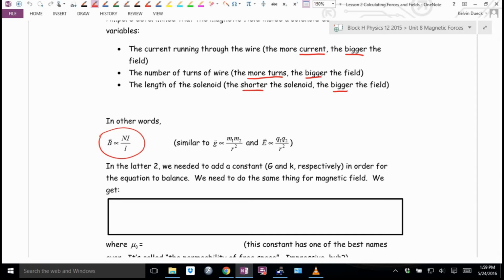an answer in Teslas. To get an answer in Teslas, we need to have a constant in front. The same way for gravity, we knew that gravity depended on big M, little m, and r squared. We'd put a big G in front to get an answer. Or for electrostatics, we knew that it depended on Q1, Q2, and r squared. We did a K.